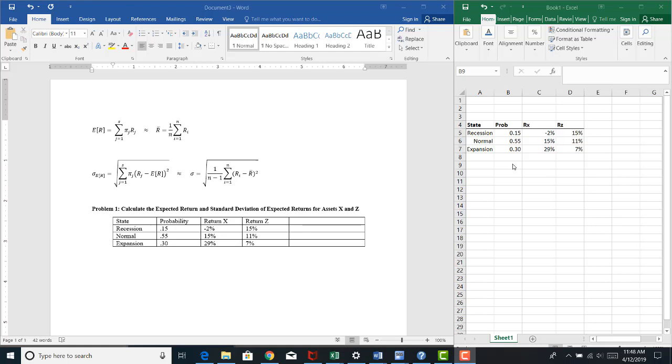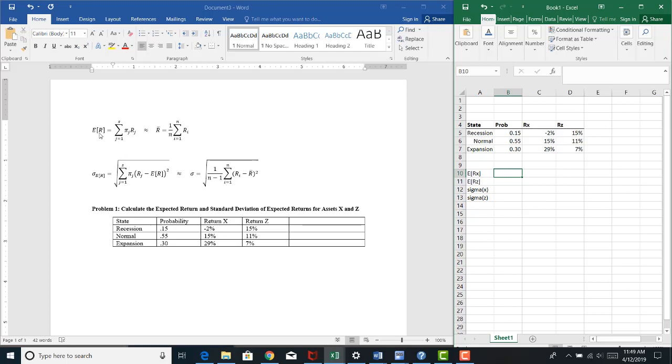So what I've done over here in Excel is I've just replicated the table that I've provided as part of the problem. And then I'm going to calculate the expected return for stock X, the expected return for stock Z, and then the standard deviation or sigma of stock X and sigma of stock Z. I don't know why I keep saying Y. Okay? So I'm going to do this in Excel, and you're going to be able to see as I work through it how I'm using the formula on the left-hand side of your screen to do this.